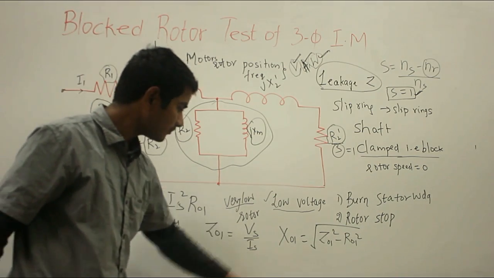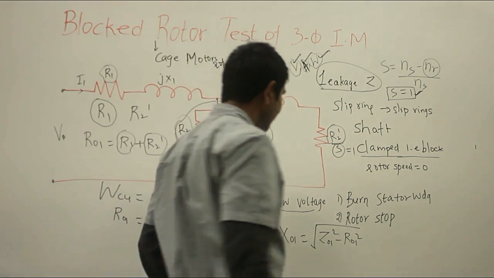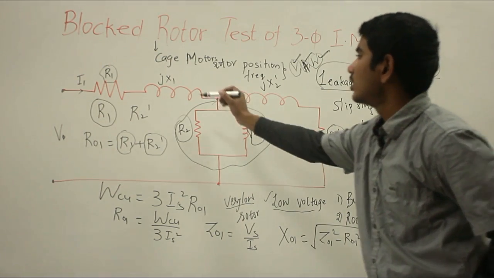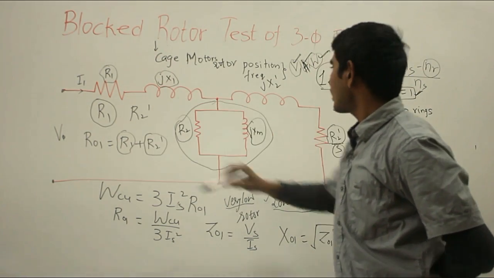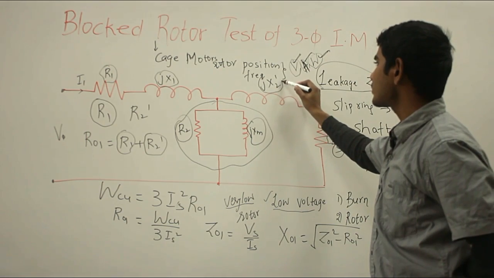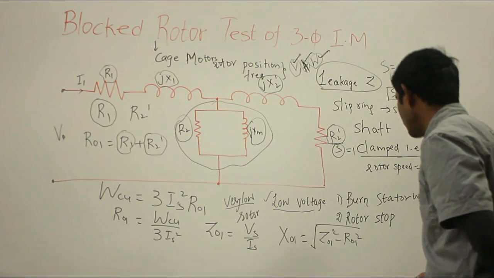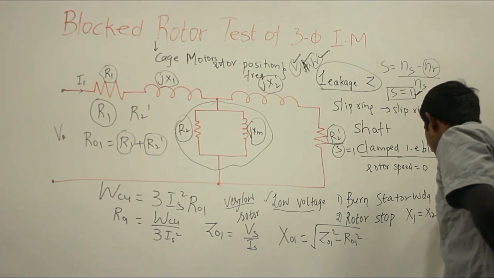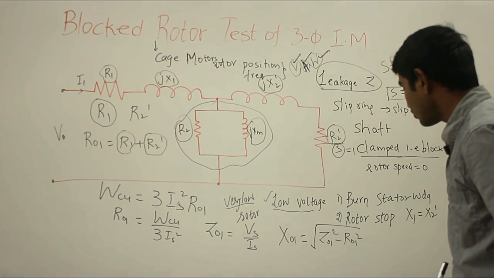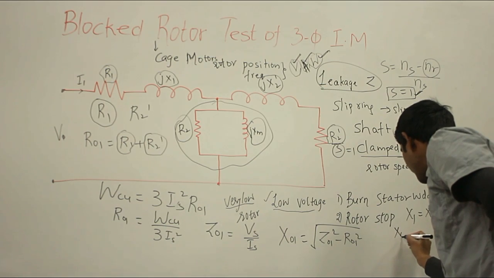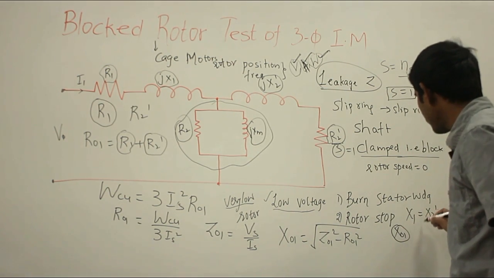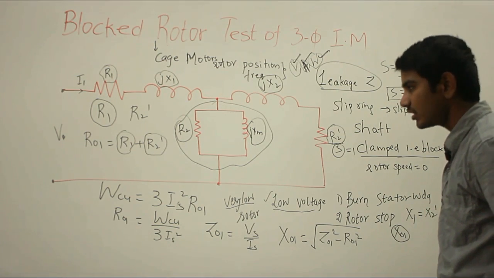Now to calculate the motor leakage reactance, I am assuming the stator leakage reactance and the rotor leakage reactance per phase referred to the stator are equal. Therefore, I can write X1 is equal to X2 dash. Now, I know this X01. From this, I can calculate my X1 and X2 dash by assuming them as equal.